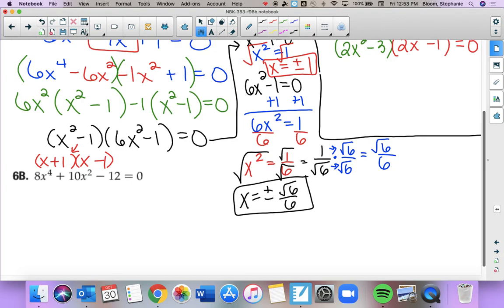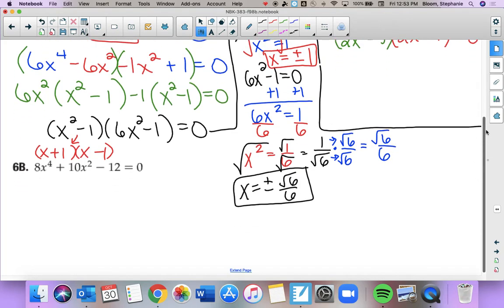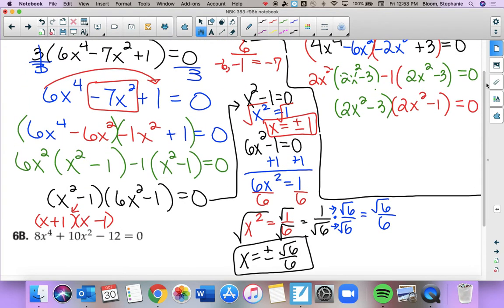But that's not always the case, especially if it's a cube. Okay? In this case, these aren't special cases, so we're ready to just solve and set it equal to 0. So 2x squared minus 3 will equal 0, and 2x squared minus 1 will equal 0. And then we're going to solve.